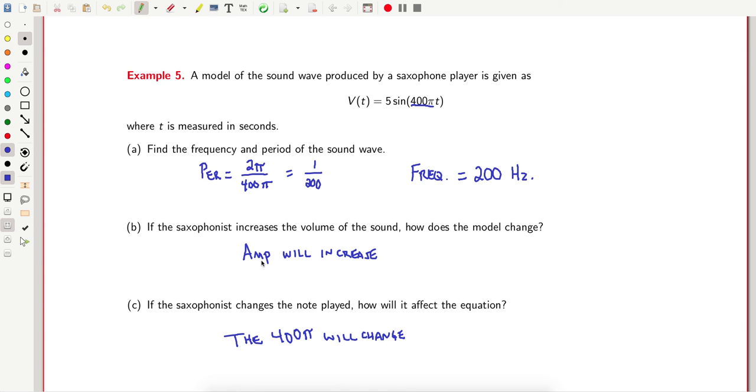So the volume is the amplitude. That's how that is affected. The note itself is this value in front of t, this 400 pi.